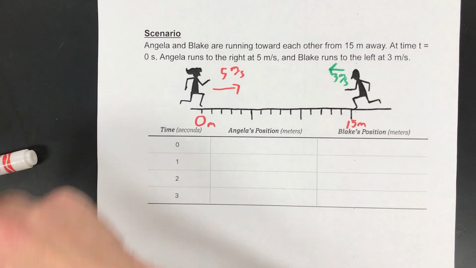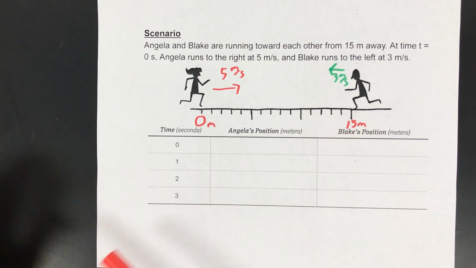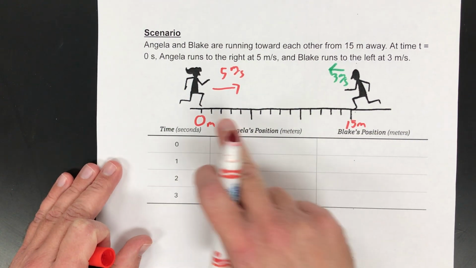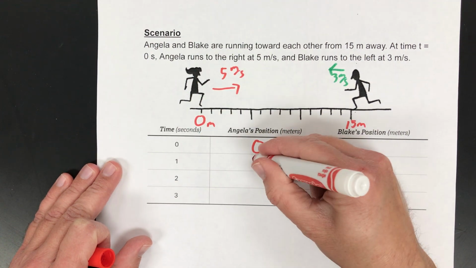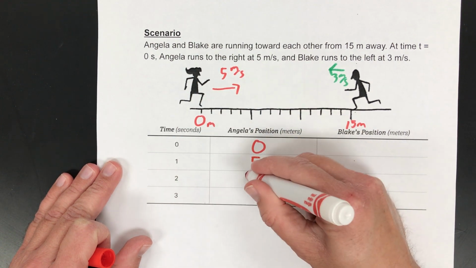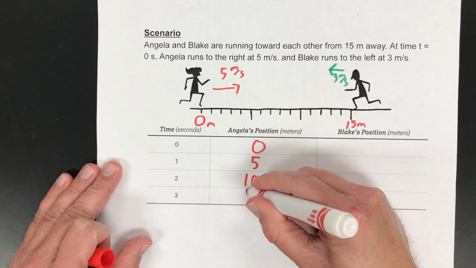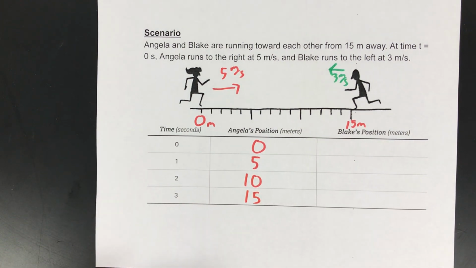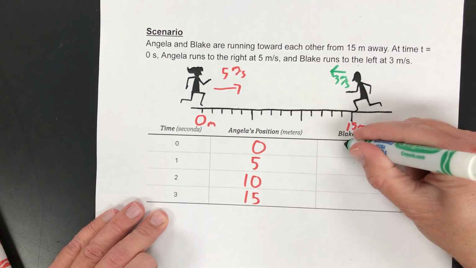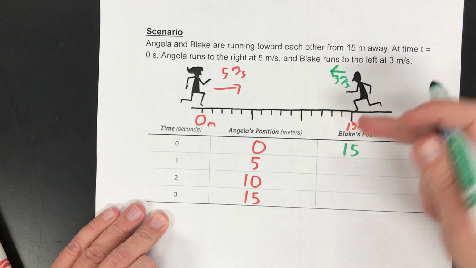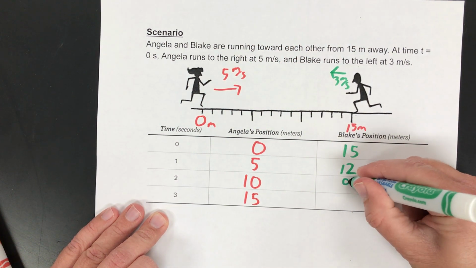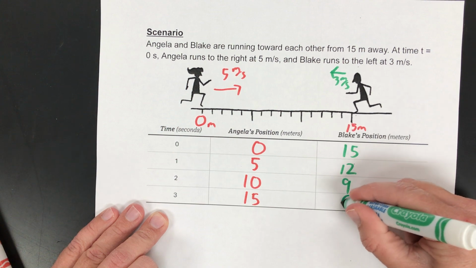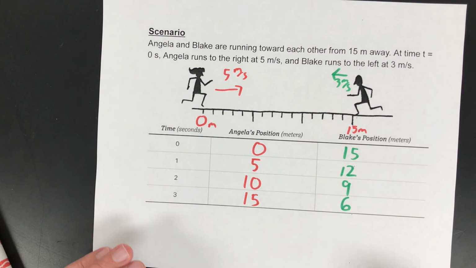First thing they want you to do is to fill out this table of where they are at every single second. So at 0 seconds, Angela starts here at 0 meters. Since she's going 5 meters each second, after 1 second she'll be at 5 meters, after 2 seconds at 10 meters, and after 3 seconds at 15 meters. Blake starts out here at time 0. He's here at 15 meters. Since he's going this way, after 1 second he'll wind up at 12 meters, and then after 2 seconds he'll be at 9 meters, and after 3 seconds he'll be at 6 meters.